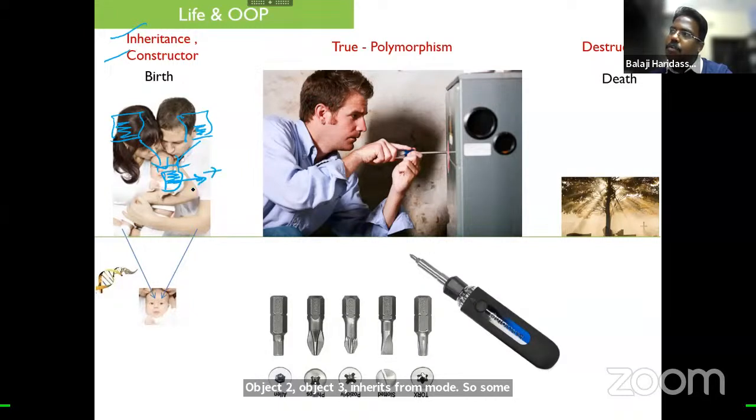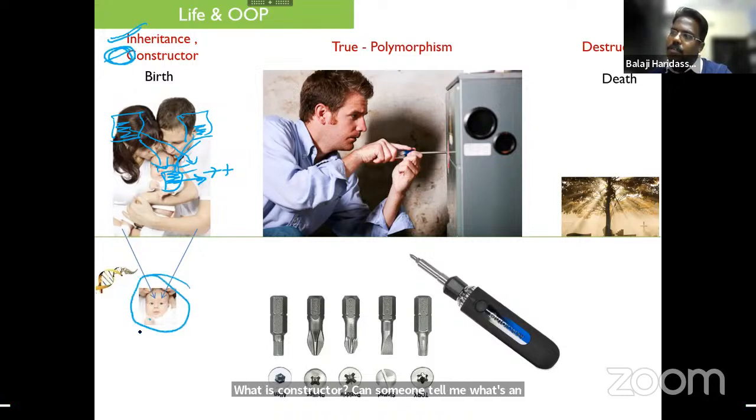Plus this one has its own unique properties. Some are derived, some are unique. Okay, so that's inheritance. And why do you have... okay, inheritance is fine. What is a constructor? Can someone tell me what a constructor is and how it is related to birth?